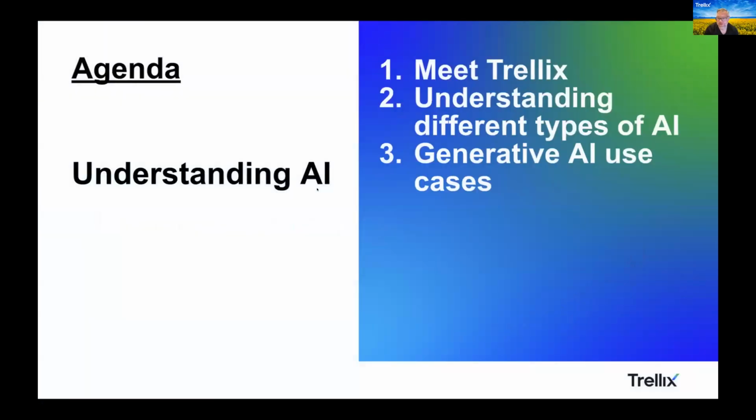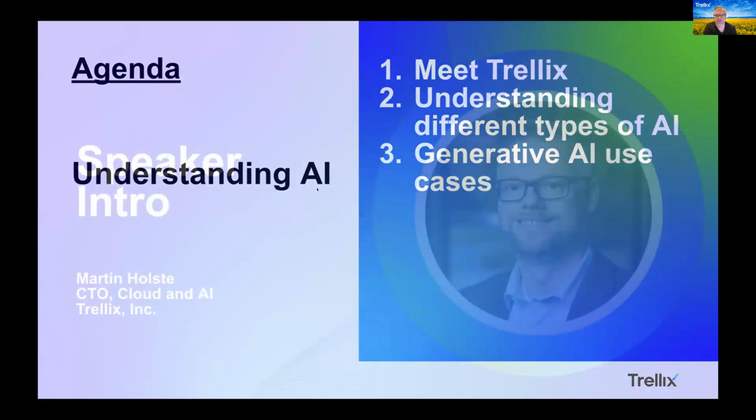So first of all, we'll meet Trellix. I think Ron did a great intro, so we can speed through that, and then we'll talk about the different types of AI, where the safety comes in, for this OWASP top 10, and then we'll look at some different use cases.